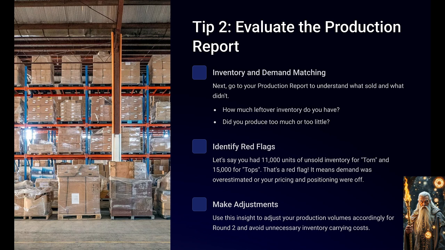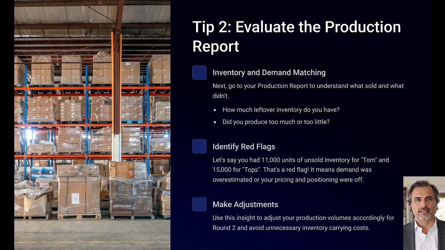Let's say you had 11,000 units of unsold inventory for Torn and 15,000 for Tops. That's a red flag. It means demand was overestimated or your pricing and positioning were off. Use this insight to adjust your production volumes accordingly for round 2 and avoid unnecessary inventory carrying costs.